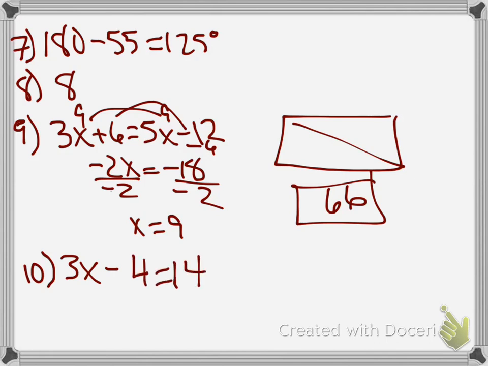You would add 4 and then divide by 3, and you would get x is equal to 6, because again, those are equal to each other. That's really about it for those. So now let's look at number 11. Okay, and I'm going to take a picture of that one, so just one sec.